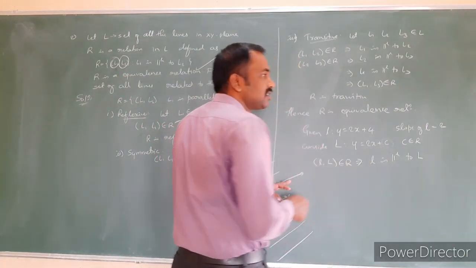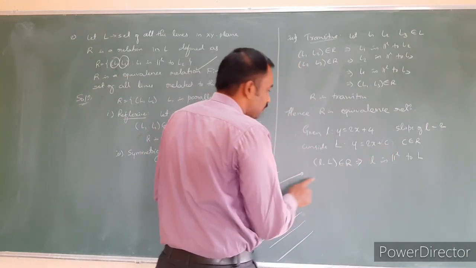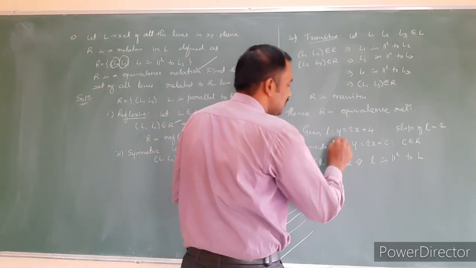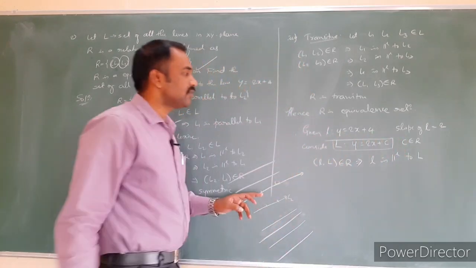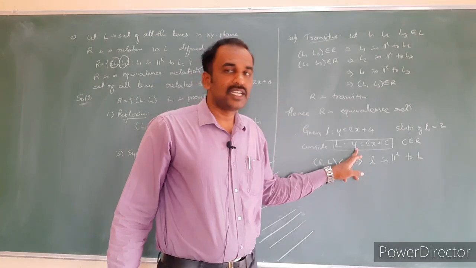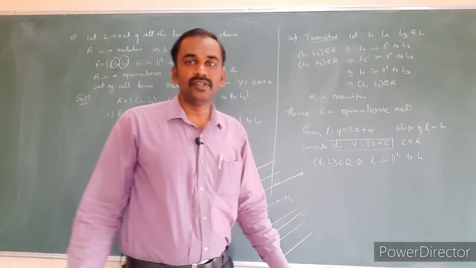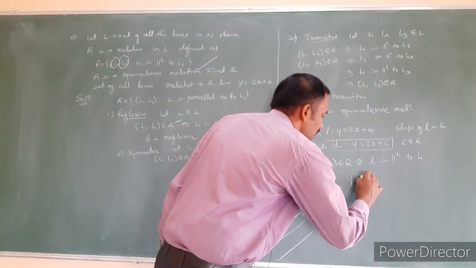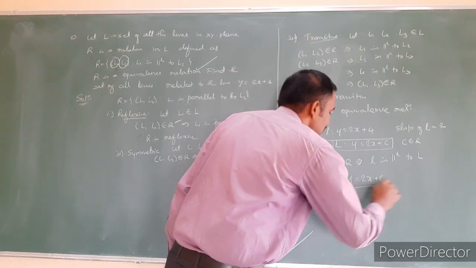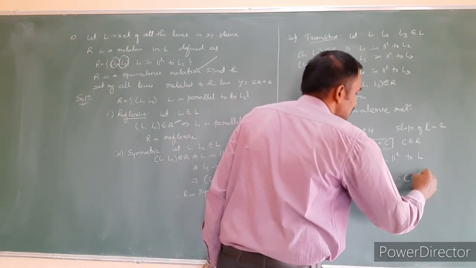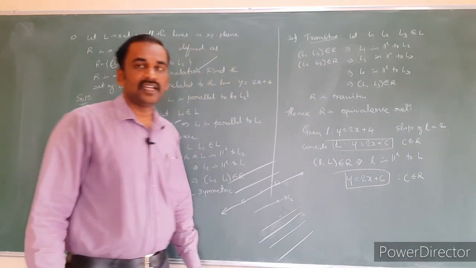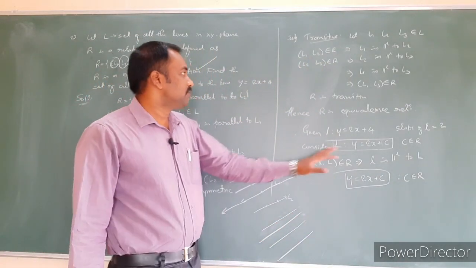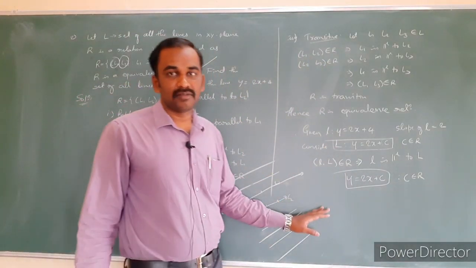So y = 2x + c, provided that the slope is the same. What is the required line which is related to the given line? The required lines which are related to the given line are y = 2x + c. y = 2x + c is the required line, provided that c is any real number. That's all. If we write this much, we will get the 3 marks.